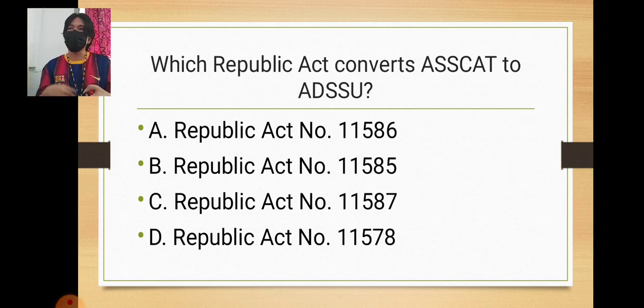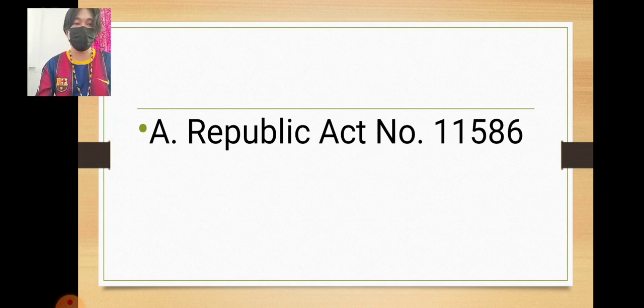Okay, and of course, part of our exam is about the VMGO. So we have a question here. Which Republic Act converts ASCAT to ADSU? Okay, the answer is Republic Act number 11586. For more information regarding the basis of this RA, please search it in the official website of our institution or better in Google.